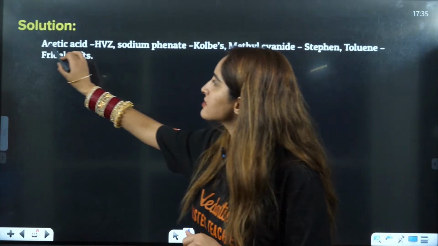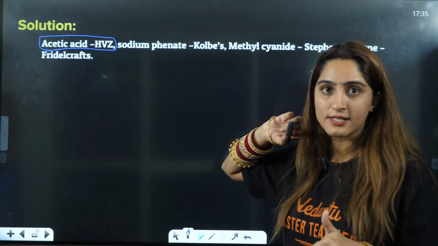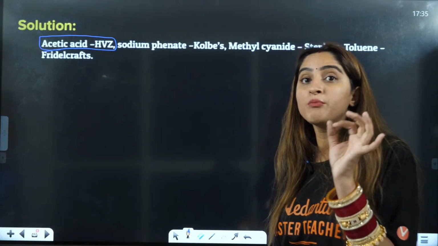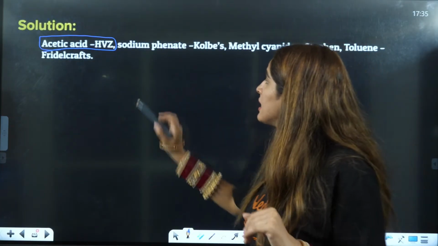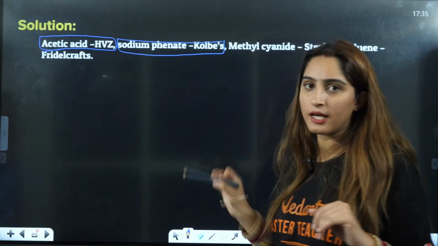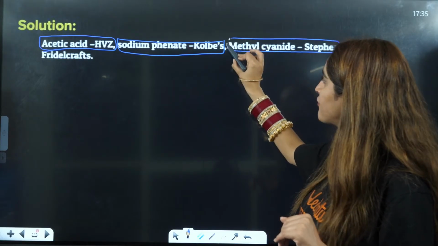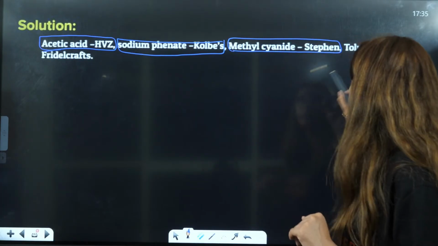So acetic acid is there as the reactant in the HVZ, Hell-Volhard-Zelinsky reaction, for alpha mono substitution, right? Then sodium phenate is there in the Kolbe reaction, right? Then you have methyl cyanide in Stephen's reaction, C triple bond N.